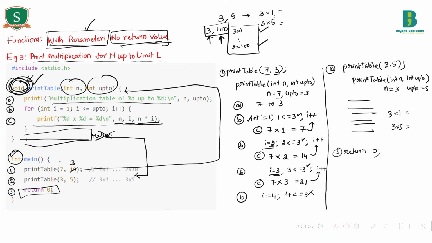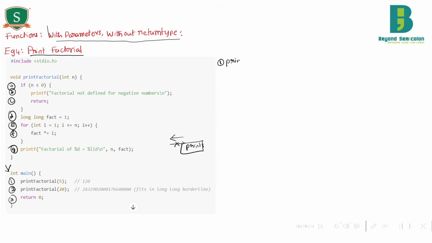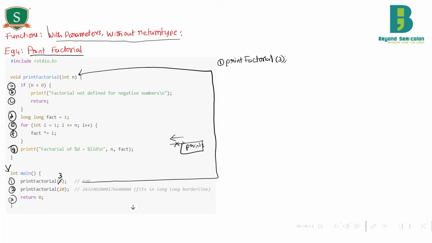Anyways, we'll be seeing one more example, printing the factorial value, functions with parameters without return type. So try to understand. A function is a block of code where we write once and reuse whenever we need it. And in the main function, the first statement is print factorial of 3. 5 is here. To make my life easy, I'll make it as 3. The moment you call the function, it goes to the function print factorial int n. You understand, with parameters without return type. The parameter or the argument that we are passing is 3.